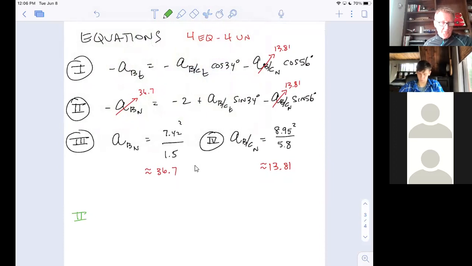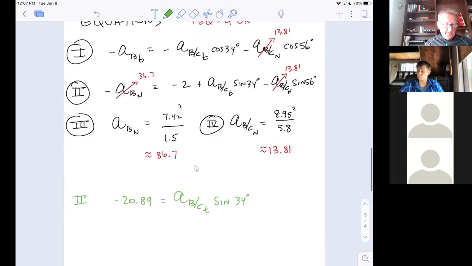So let's see, if I add 2, I've got negative 36.7 over there. If I add 2 to the other side and I add 13.81 to the other side, I get negative 20.89. So this is negative 20.89 equals acceleration of B with respect to C tangential times sine of 34. So I just need to divide by the sine of 34, and I get negative 37.35. Something feels wrong about that.